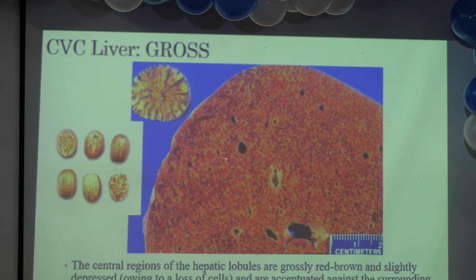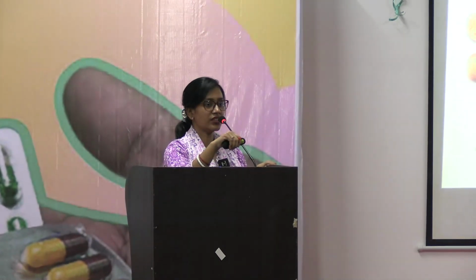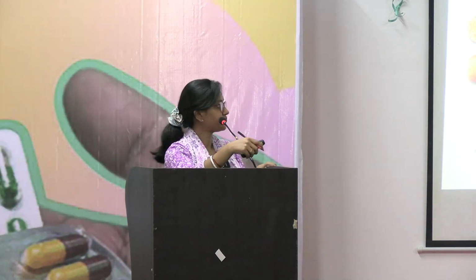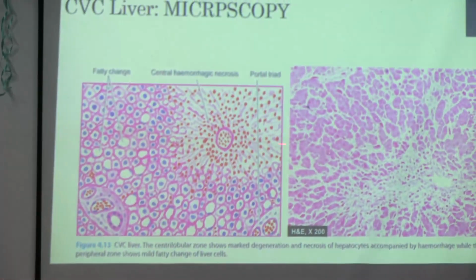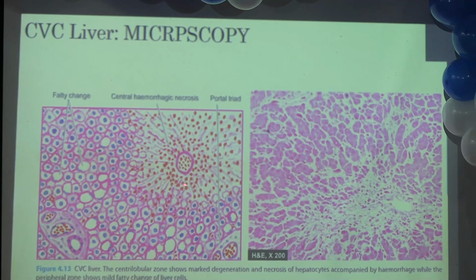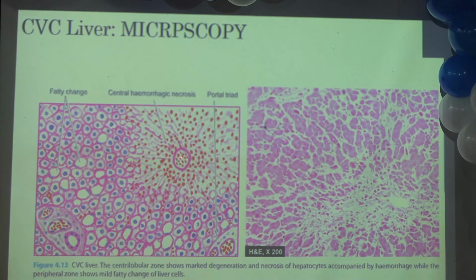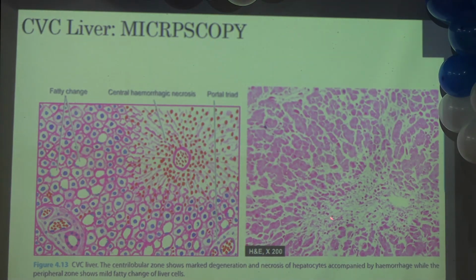So what are these red dots? These are areas of necrosis and they are depressed, and the contrasting tan brown areas are the normal parenchyma of the liver. So remember, in CVC liver, the appearance is called nutmeg liver. Now what will we see in microscopy? We'll see a zone of necrosis, the central lobular zone, along with hemorrhage in the peripheral zones, and we can also see some areas of fatty change. Here also you can see an area of central lobular necrosis.